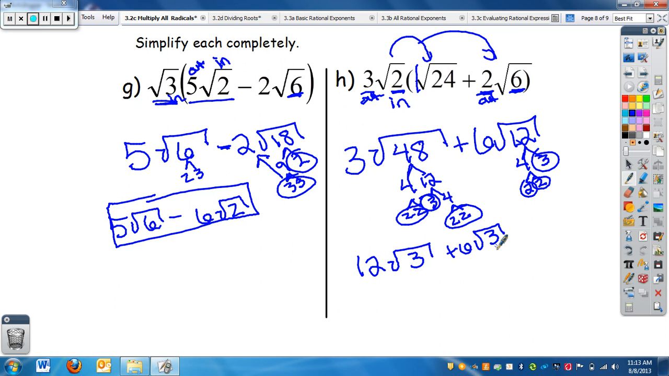Square root of 3. Well, in this case, can I add these two together? Yes, I can, because they have the exact same root. So this is 18 square root of 3.